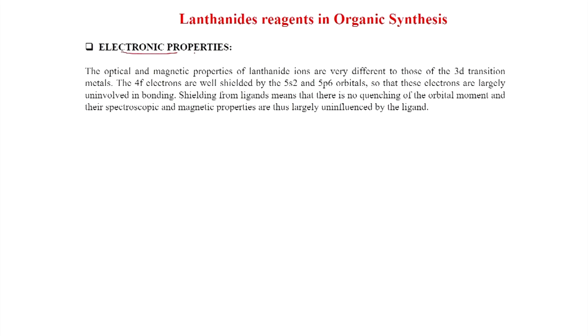Electronic properties. The optical and magnetic properties of lanthanide ions are very different to those of the 3d transition metals. The 4f electrons are well shielded by the 5s2, 5p6 orbitals, so that these electrons are largely uninvolved in bonding. Shielding from ligands means that there is no quenching of the orbital moment, and their spectroscopic and magnetic properties are thus largely uninfluenced by the ligand.